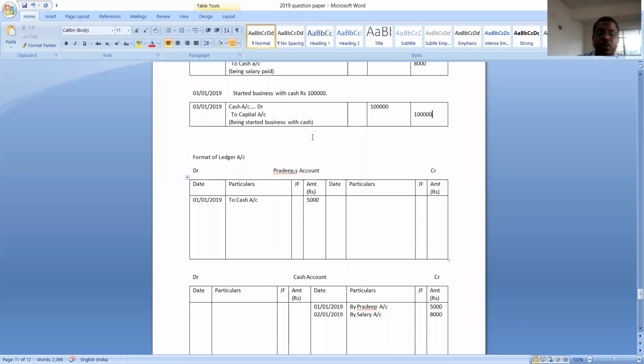In this journal entry, how many accounts are you finding? Here we are finding two accounts: one is the cash account and the other is the capital account. Here we already have the cash account, so no need to prepare the cash account once again. What about the capital account? We do not have it, so we should prepare it now.